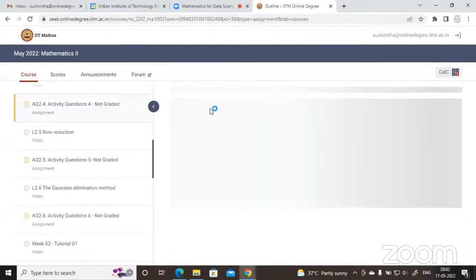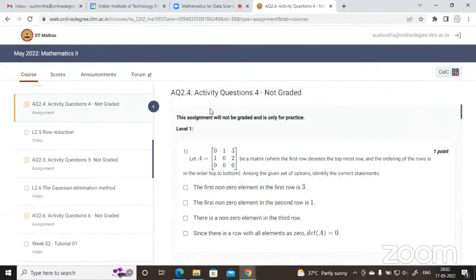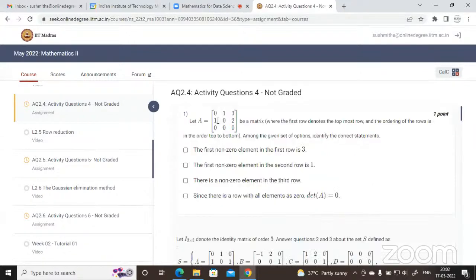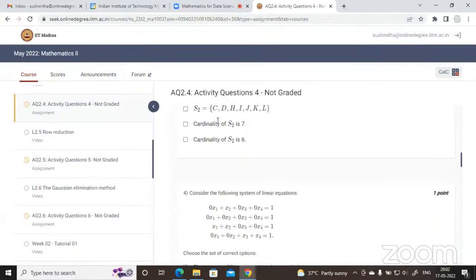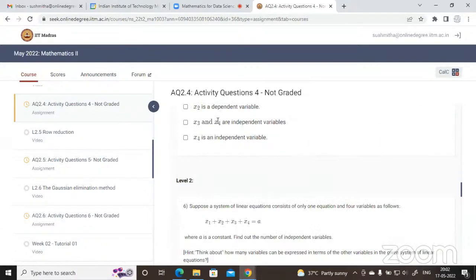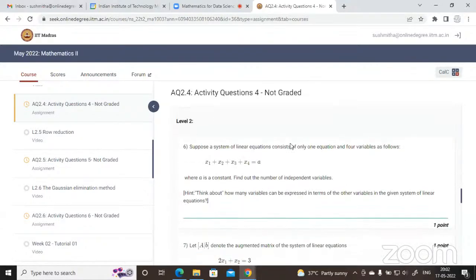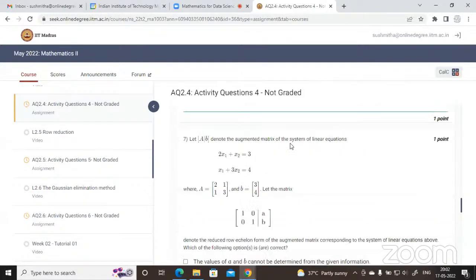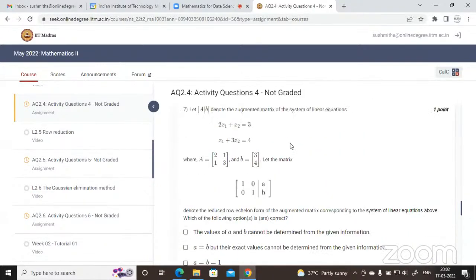Activity 2.4, which question number? Let me check. Give me a moment. I think, ma'am, 6. Okay. Yes, sir. It is question number 7 in 2.4. Actually, I want to discuss the approach to solve this question.